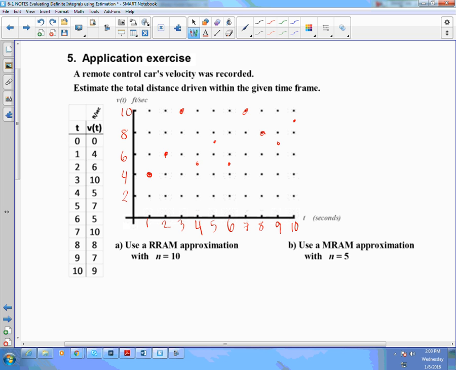Okay, we're looking at number 5. I have this packet. Okay, right rectangular approximation, 10. So what's the width of each rectangle? 1. Yep. So with a width of 1, we come up with the right side and the height of 4, right?